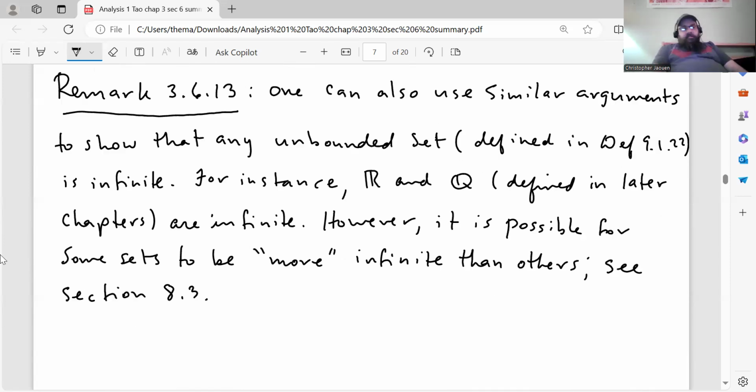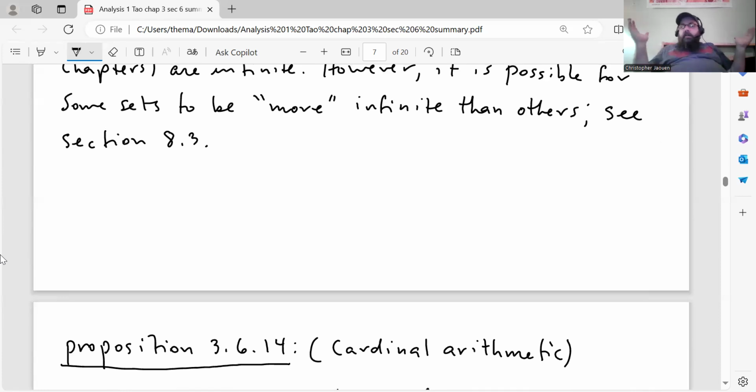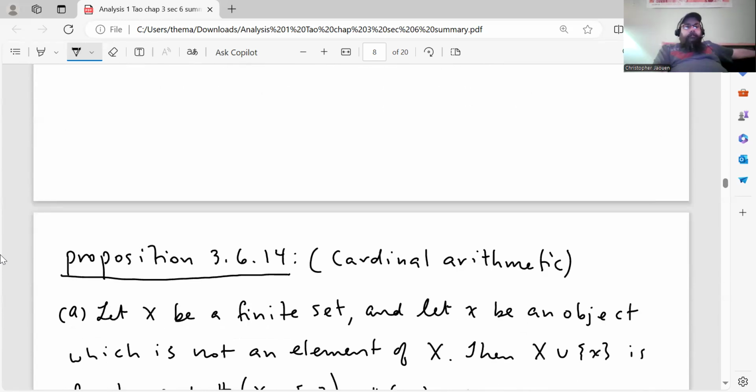You may or may not know this fact already, but there are infinities of different sizes. So we'll talk about that in chapter 8.